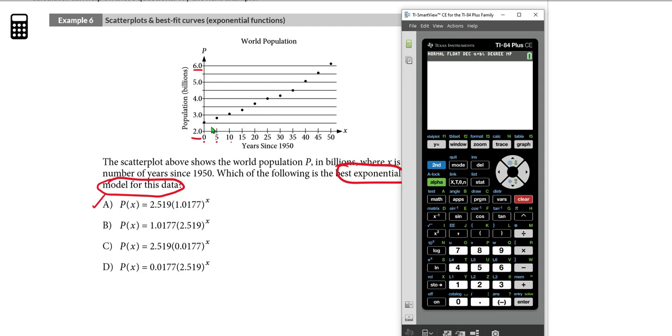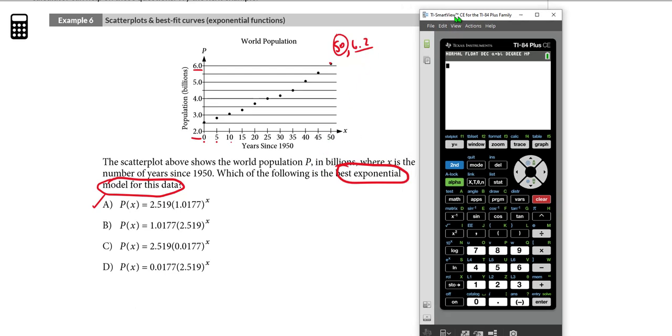Keep in mind, you could also do this by plugging in values. So you could pick this point. Let's say this point is 50, 6.2. So you could take that 50, plug the 50 in for all of these X's and see which of these answers give you the 6.2 value that you would need. So again, that's another way.